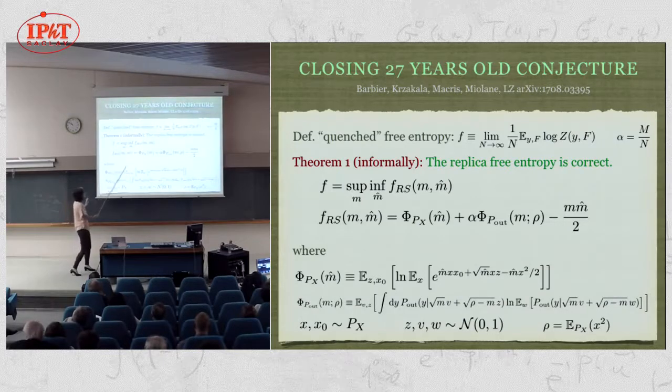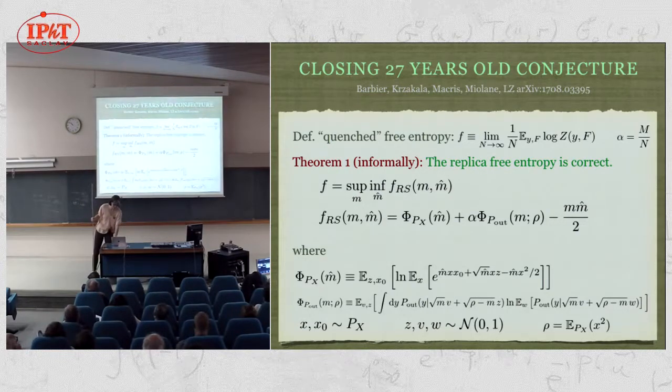But nevertheless, that's the formula, and you take infimum with respect to this parameter and supremum with respect to this parameter, and that gives you a number. And the theorem is that indeed, if you define the free entropy in this way, in the thermodynamic limit, then this quantity concentrates around this number. That's the theorem.